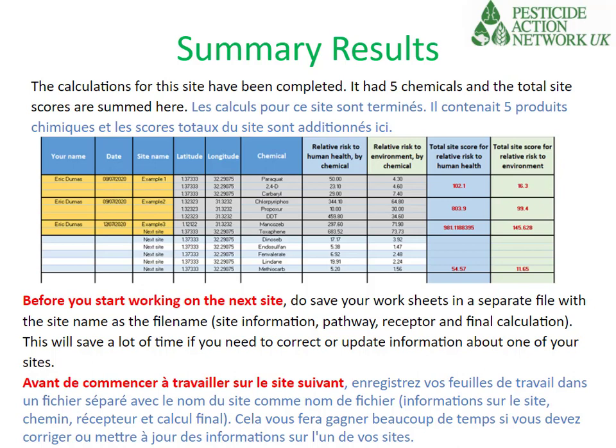Before you start working on the next site, do save your worksheets in a separate file with the site name as the file name. For example, site information, pathway, receptor, and final calculation. This will save a lot of time if you need to correct or update information about one of your sites.